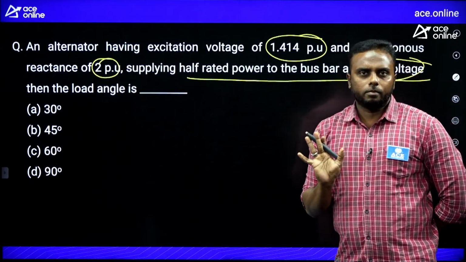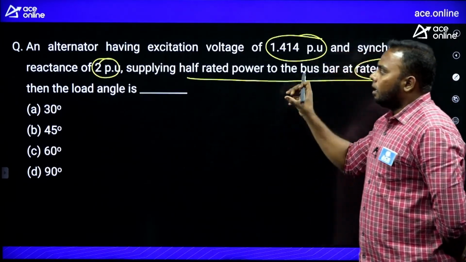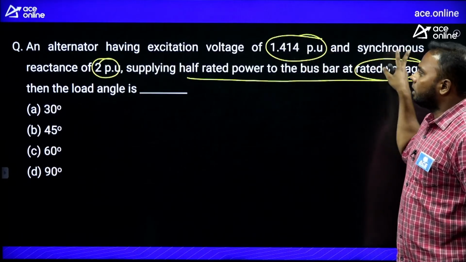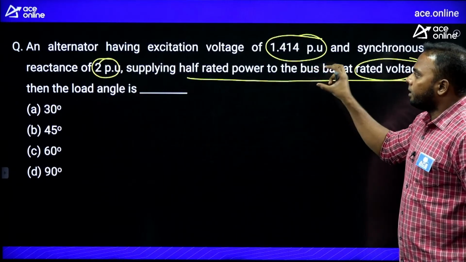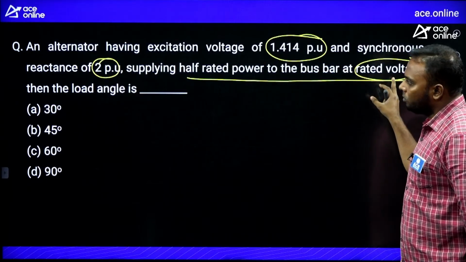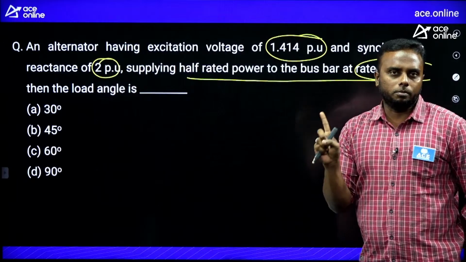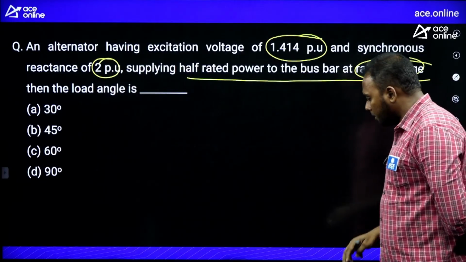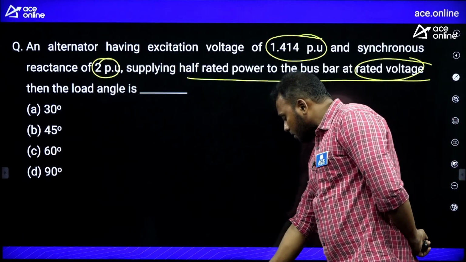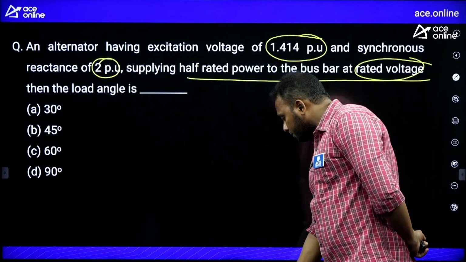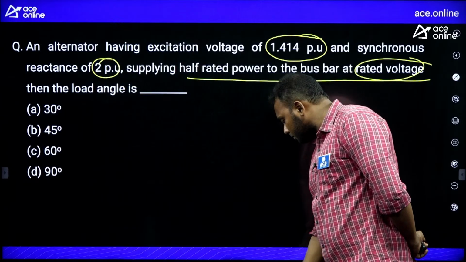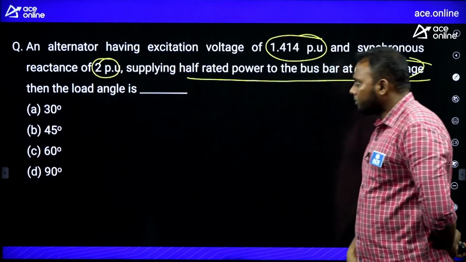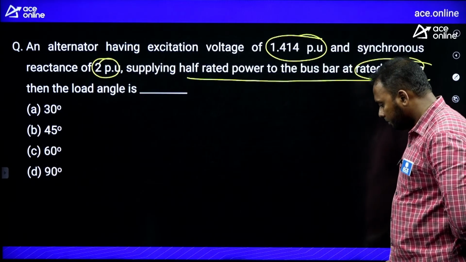Question is very easy, just the power equation. Alternator having excitation voltage given, synchronous reactance given, cylindrical pole alternator it is, supplying half rated power to the bus bar at rated voltage, rated in per unit is 1 per unit. Find out the load angle here.